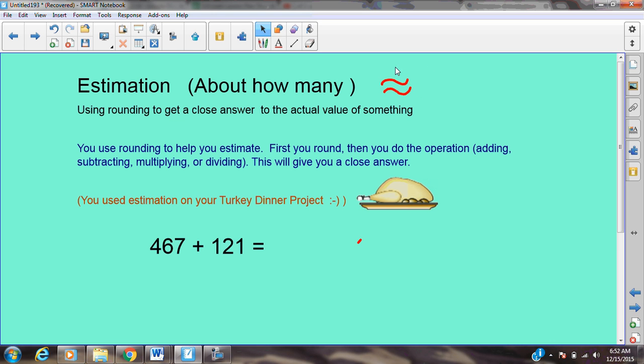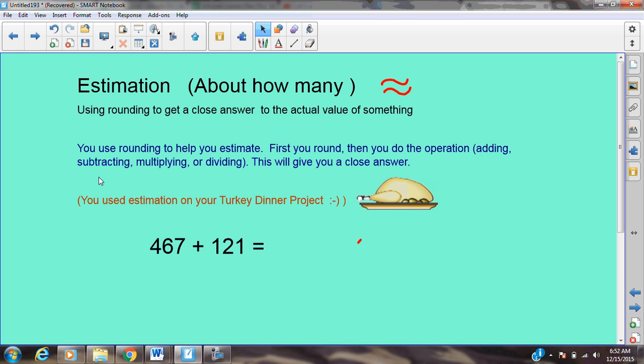And so this is the symbol. If you notice, it's the same symbol as we use for rounding. That symbol means an estimation, approximately. Approximately means almost, close to. So you use rounding to help you estimate. First you round, and then you do the operation, whatever that operation is, whether it's adding, subtracting, multiplying, or dividing. And this will give you a close answer.